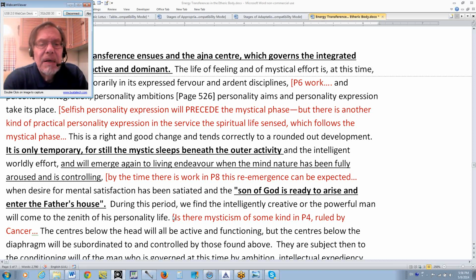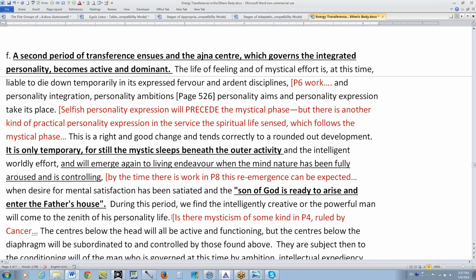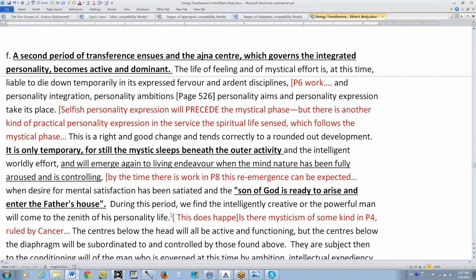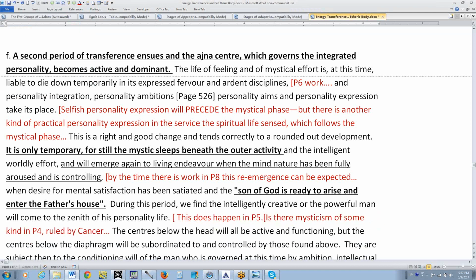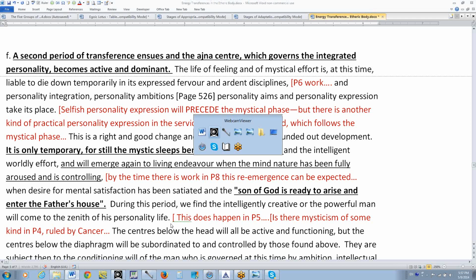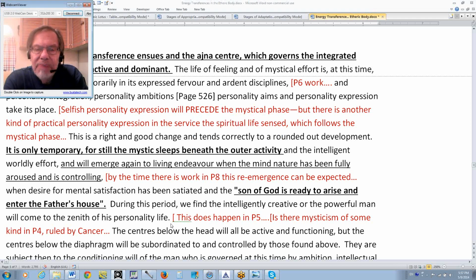Because in the fifth petal, there's definitely the highly intelligently creative or powerful man coming to the zenith of personality life. That does happen in the fifth petal. Okay, so this does happen in petal number 5. And then a type of correction to this happens when a truer and more knowledgeable type of aspiration occurs with petal number 6, which corrects so many of the personality abuses. The man becomes the aspirant toward the end of petal number 5 and goes through all the pains of being the aspirant and probationer in petal number 6.